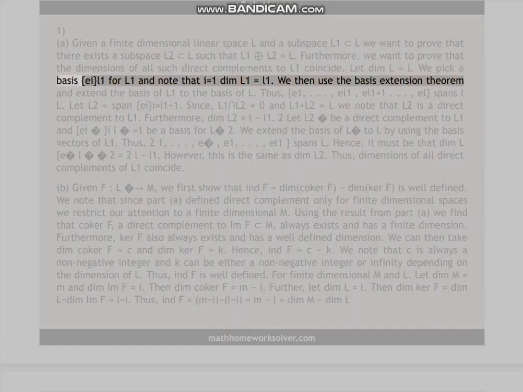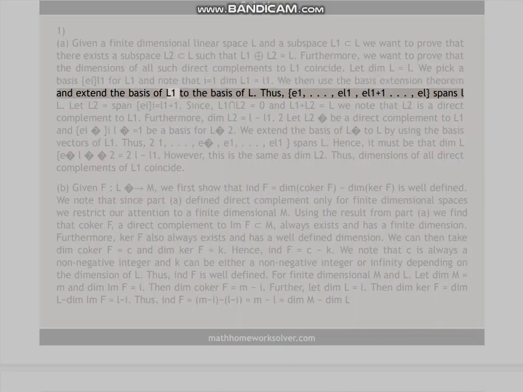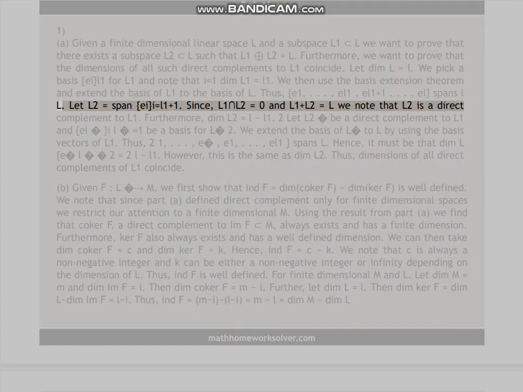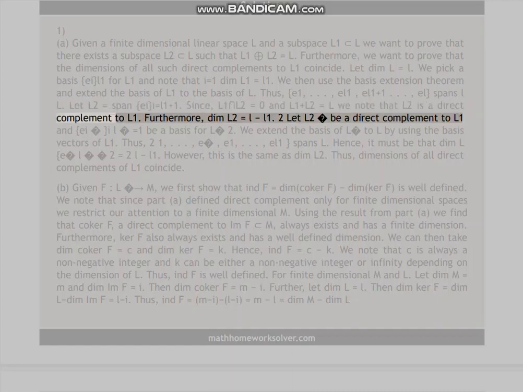We pick a basis ei, i equals 1 to l1, for L1, and note that dim L1 equals l1. We then use the basis extension theorem and extend the basis of L1 to a basis of L. Thus e1, ..., el1, el1+1, ..., el spans L. Let L2 equals span of ei, i equals l1+1 to l. Since L1 intersection L2 equals 0 and L1 plus L2 equals L, we note that L2 is a direct complement to L1. Furthermore, dim L2 equals l minus l1.